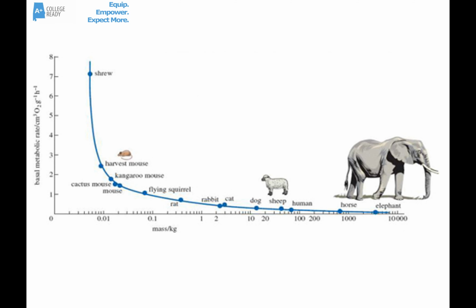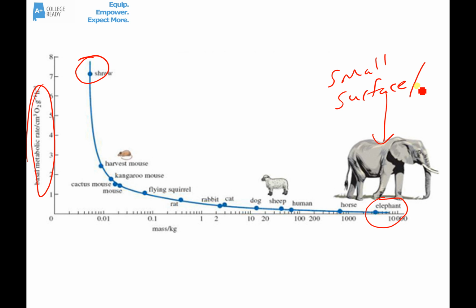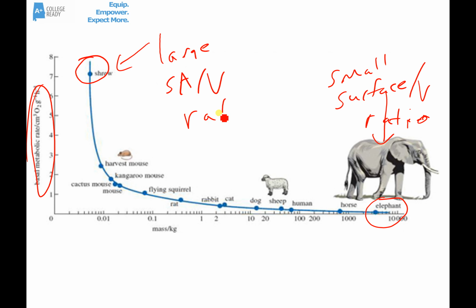Here we can see that. So notice a tiny endotherm like a shrew has this hugely high basal metabolic rate, whereas a large endotherm like an elephant is very small. And that's again because this one has a smaller surface area to volume ratio, and it doesn't lose heat as easily to the environment. Where these small endotherms have a large surface area to volume ratio, and they lose heat easily to the environment. Since they're endotherms, if they lose heat, they have to generate heat to maintain a constant internal temperature.